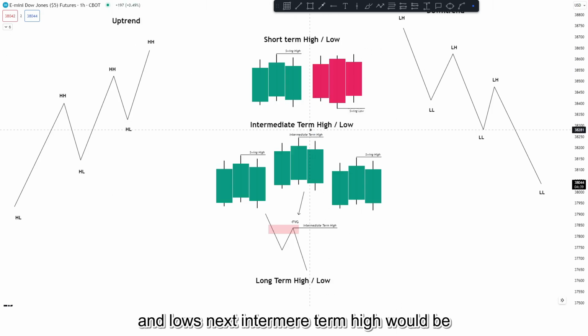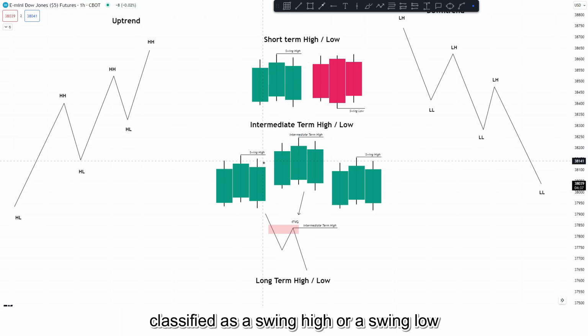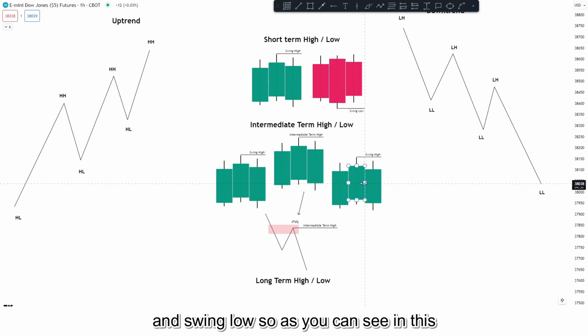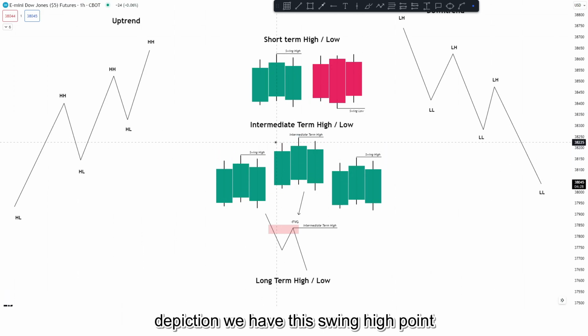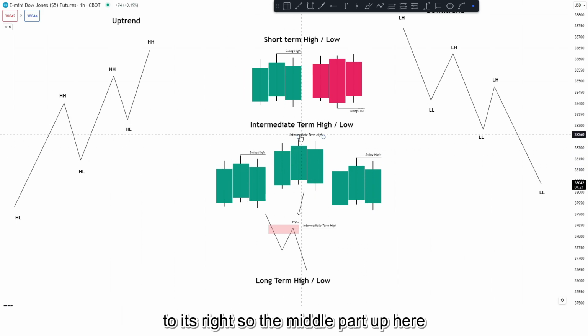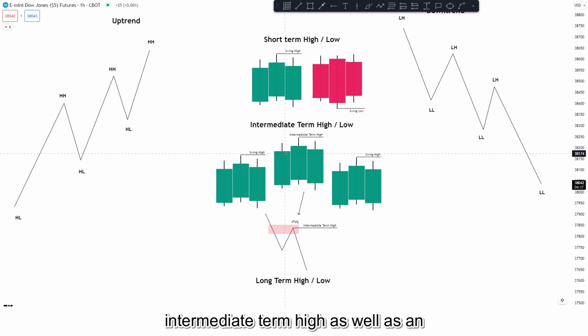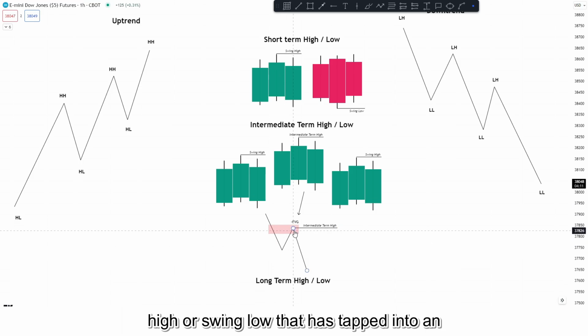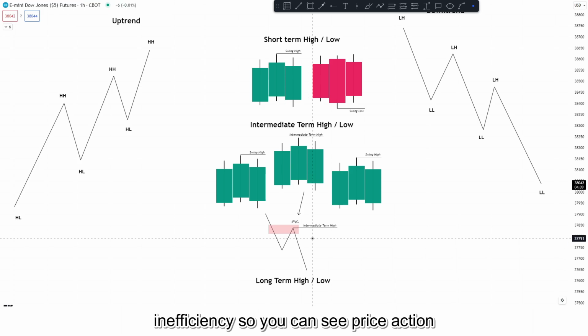Next, an intermediate-term high would be classified as a swing high or a swing low with two previous short-term swing highs and swing lows. As you can see in this depiction, we have this swing high point with two swing high points to its left and to its right. So the middle part up here would then be classified as our intermediate-term high, as well as an intermediate-term high can also be a swing high or swing low that has tapped into an inefficiency.